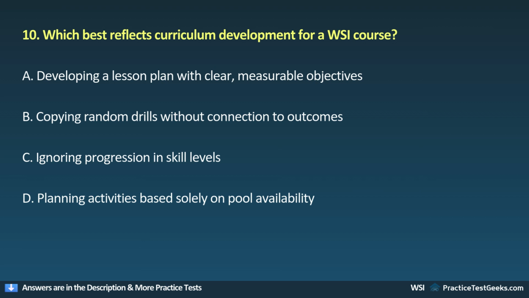10. Which best reflects curriculum development for a WSI course? A. Developing a lesson plan with clear, measurable objectives. B. Copying random drills without connection to outcomes. C. Ignoring progression and skill levels. D. Planning activities based solely on pool availability.